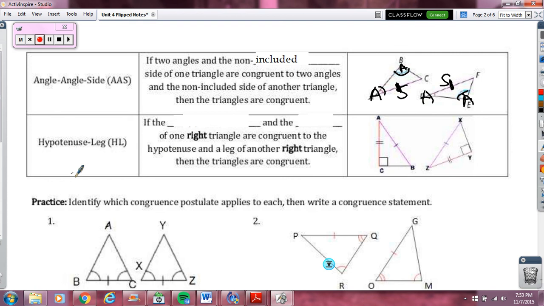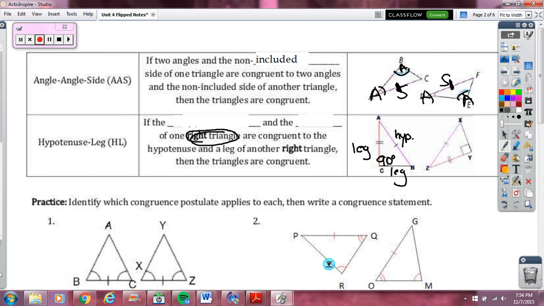Last one, hypotenuse leg, and this is cool because it's only for right triangles only. So just as a review, if I look at my right triangle over here, that little box means 90 degrees. The side that's across from the 90-degree angle is called the hypotenuse, which I'm going to abbreviate for now as HYP. And the other two sides of the triangle are called the legs.